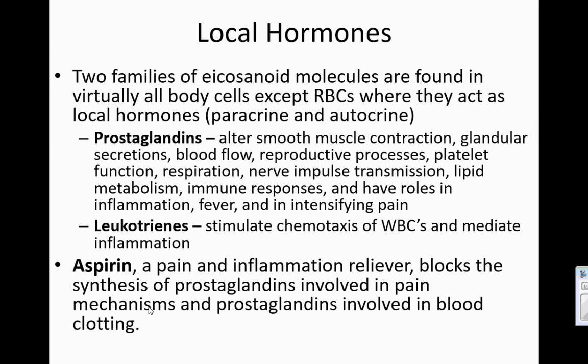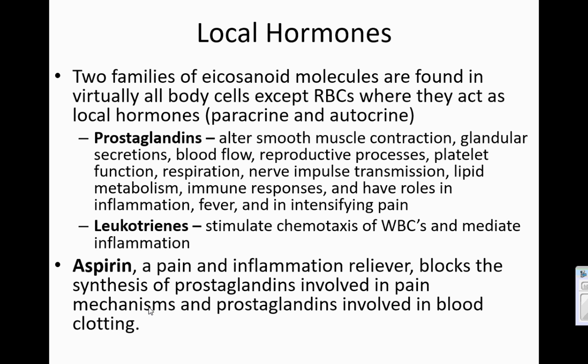All these hormones that we've been talking about are examples of circulating hormones, which are released into the blood and then carried to their target organs. But I mentioned the other day that there were paracrine and autocrine hormones, which are the two types of local hormones. So we'll talk just briefly about a couple of local hormones.